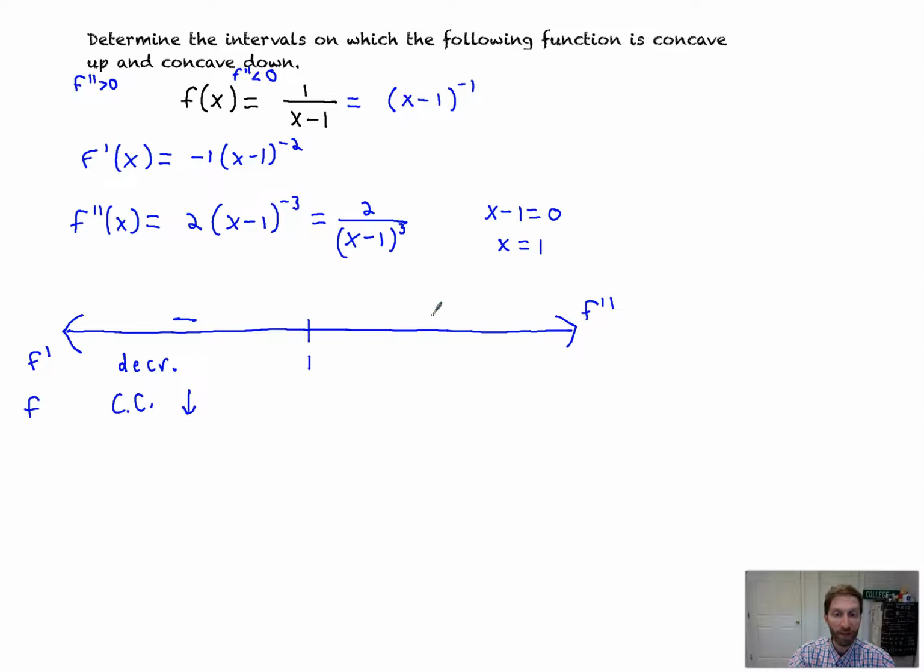Right? Okay, and then here, greater than 1, I don't know, 32. Minus 1 cubed is positive. 2 divided by that, still positive. So f prime is increasing, and f is therefore concave up. Your tangent line slopes are either getting less negative or getting more positive. Either way, we're concave up. Now we're cooking. And that's it.